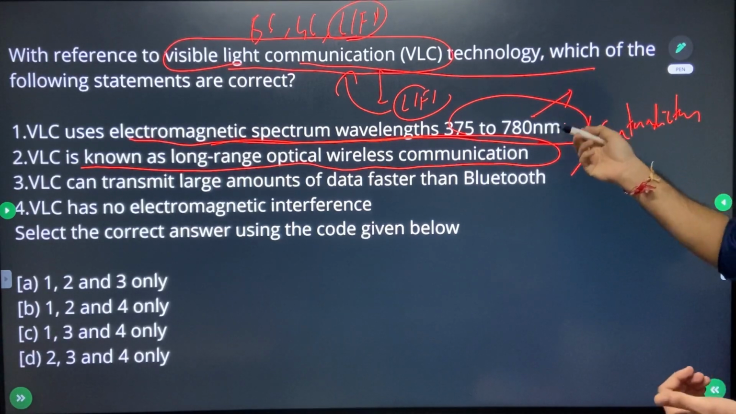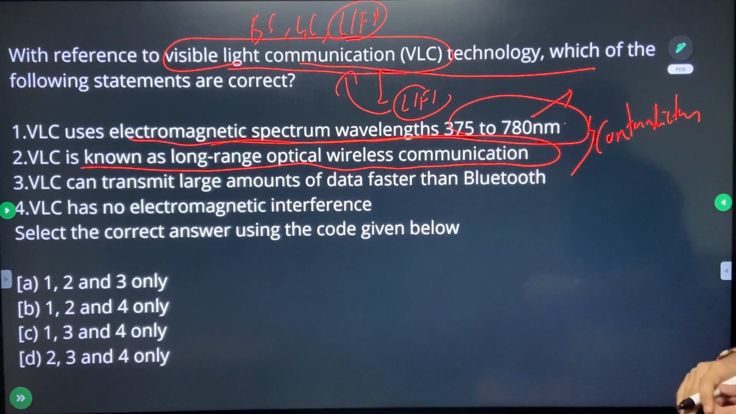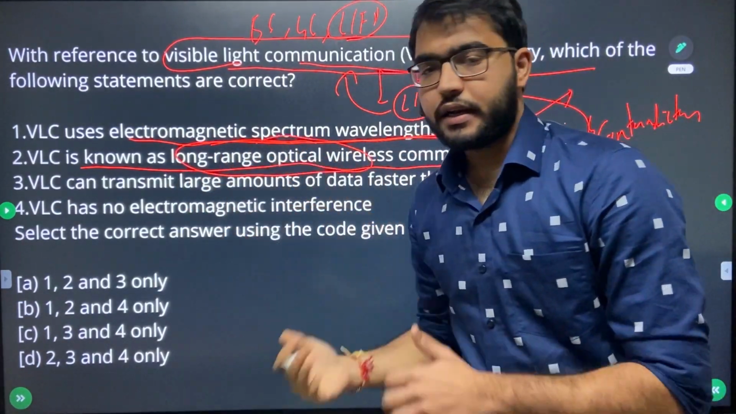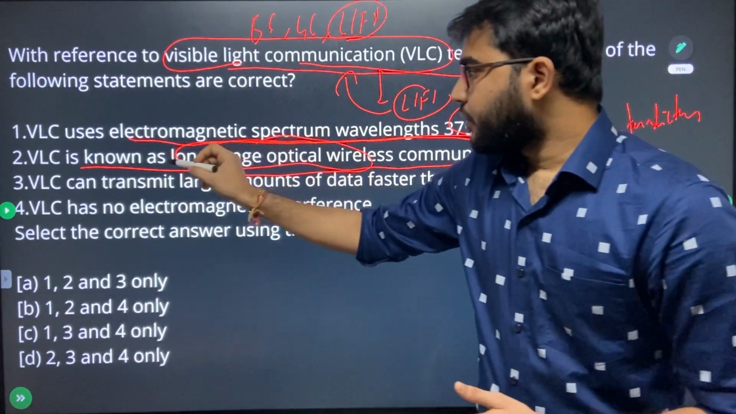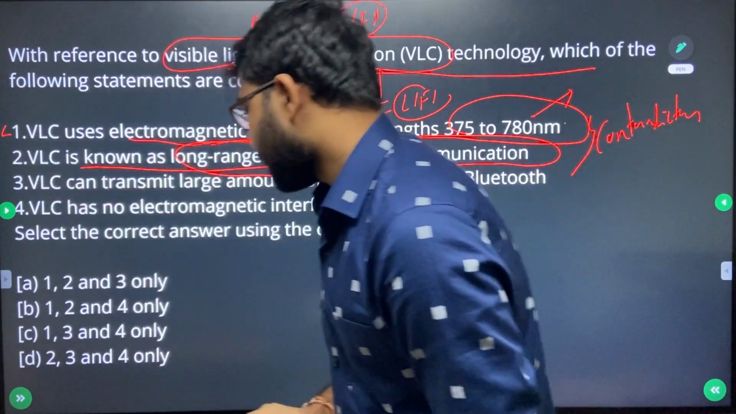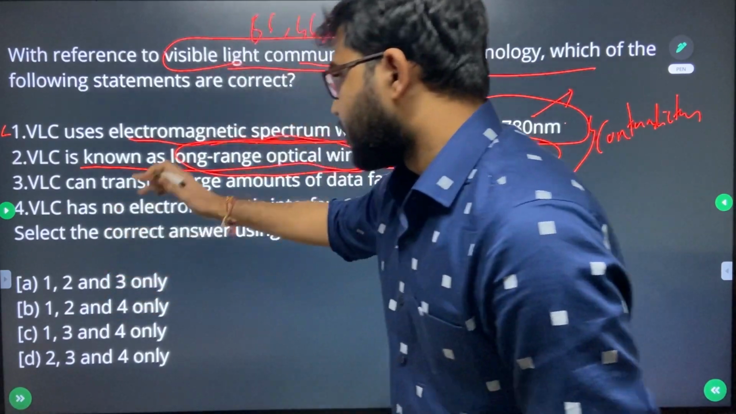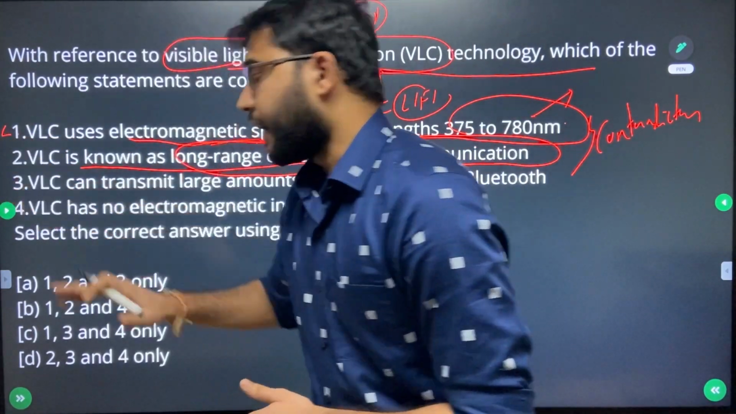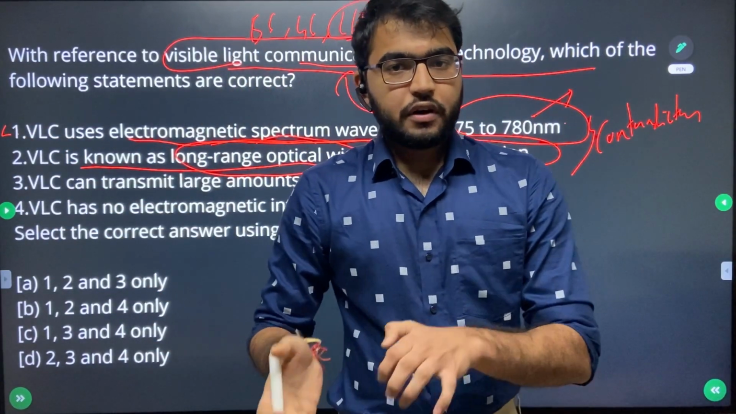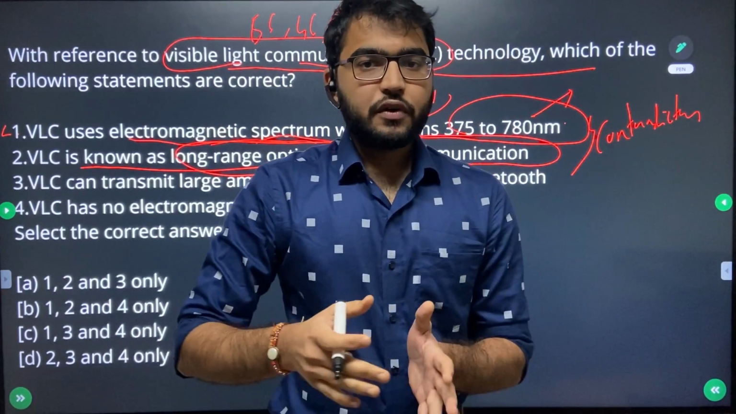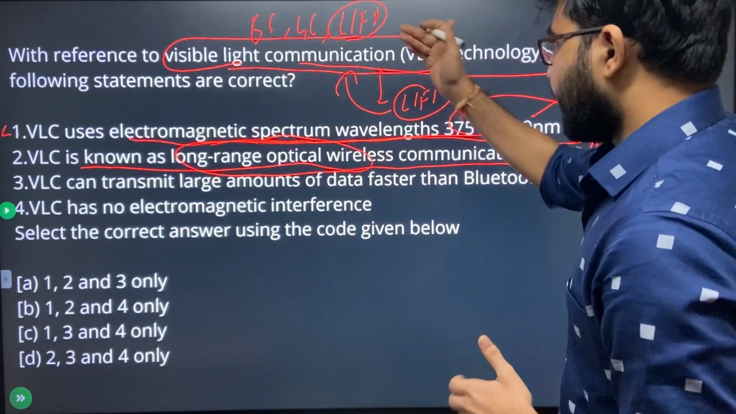So here they are saying the wavelength is in nanometers, and here they are saying long range optical wireless. So both together cannot be correct. Either this is incorrect or this is incorrect. But if you read about Li-Fi, it has been in the news for the last 2 years. Even in the previous year, it was constantly in the news, Li-Fi technology.